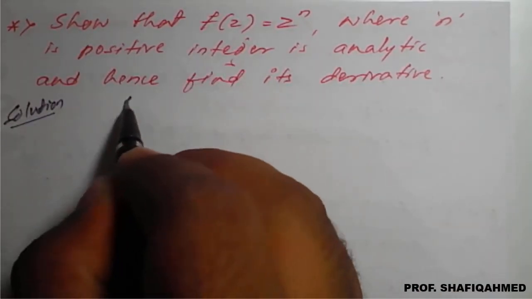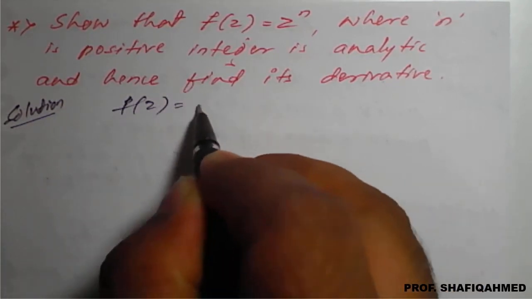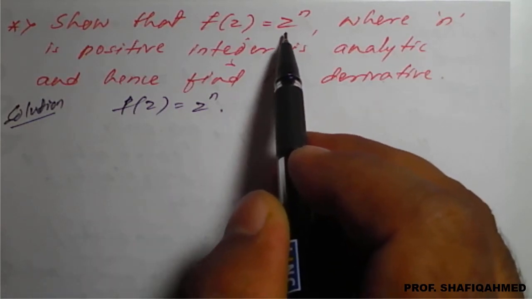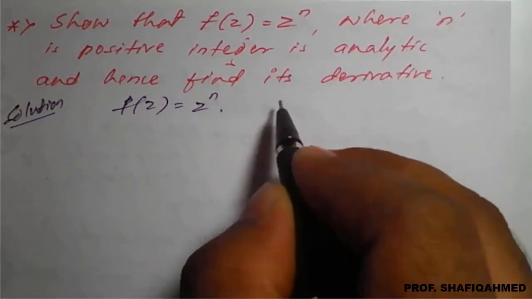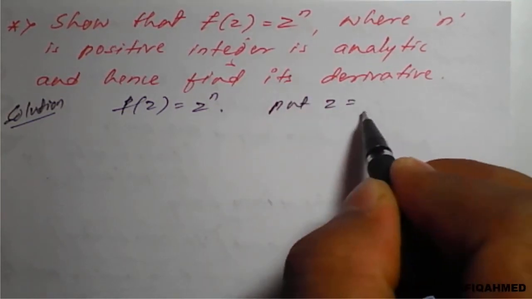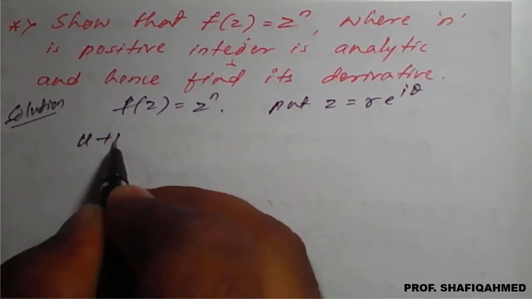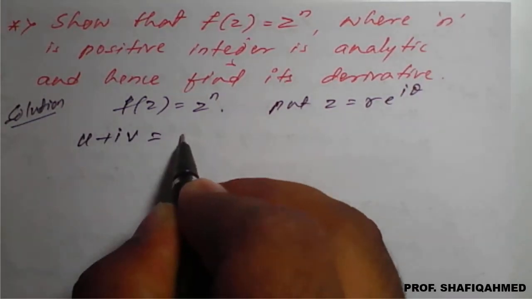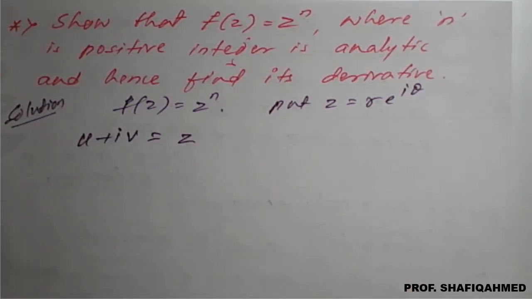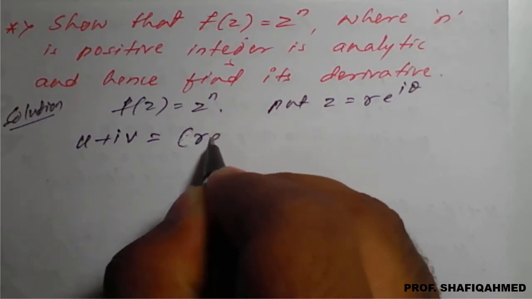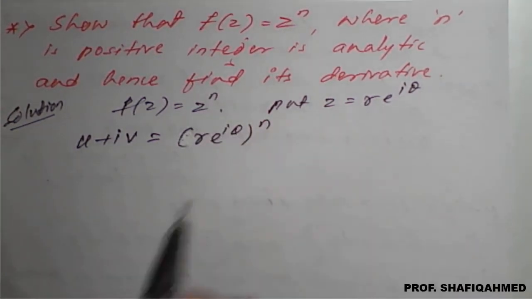So the given function is f of z is equal to z raised to n. Here, I want to substitute z as a complex number. So I will put z is equal to r into e raised to i theta, the polar form. Therefore, the left hand side is u plus iv as usual. In place of z we replace r into e raised to i theta, and raised to n as it is.